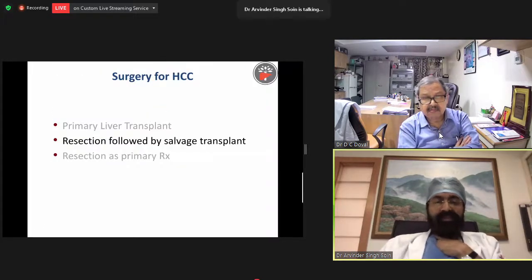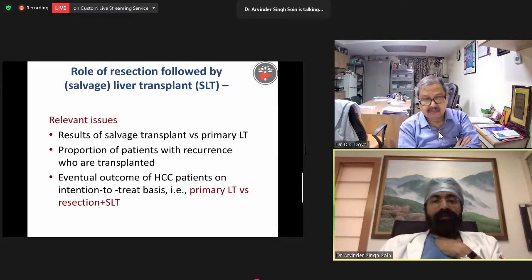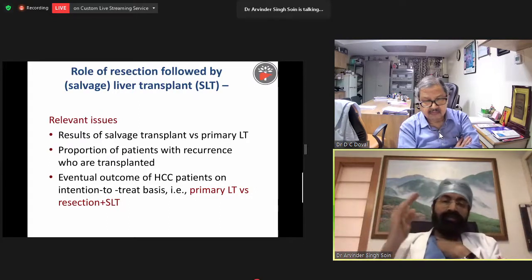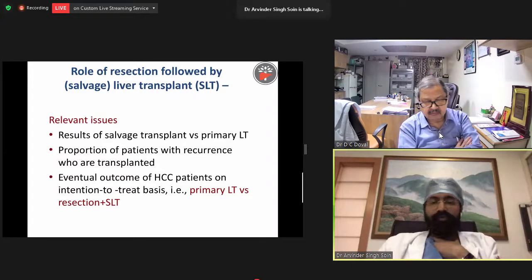And then what about resection followed by transplant? The relevant issues are results of salvage transplant versus primary transplant, the proportion of patients with recurrence who can be transplanted, and eventual outcome of HCC patients on an intention to treat basis. That means you start out with 100 patients, some you do primary transplant, some you do resection followed by transplant, and how do those fare?